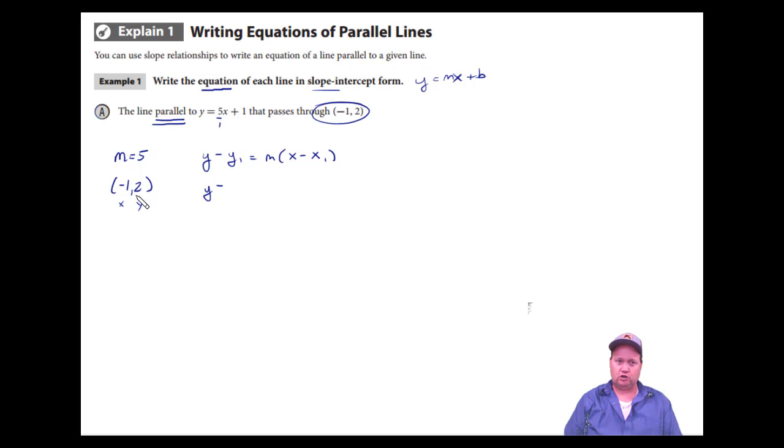Y minus 2 equals 5 times x. Now it's minus a negative 1, so I'm just going to write plus 1 because it's going to be the opposite of what we see here. And then we're going to use the distributive property: y minus 2 equals 5x plus 5, and then we'll add 2 to both sides and be done. And so the equation of the line will be y equals 5x plus 7. That line is parallel to y equals 5x plus 1, but it passes through this point. And so that right there is our line.